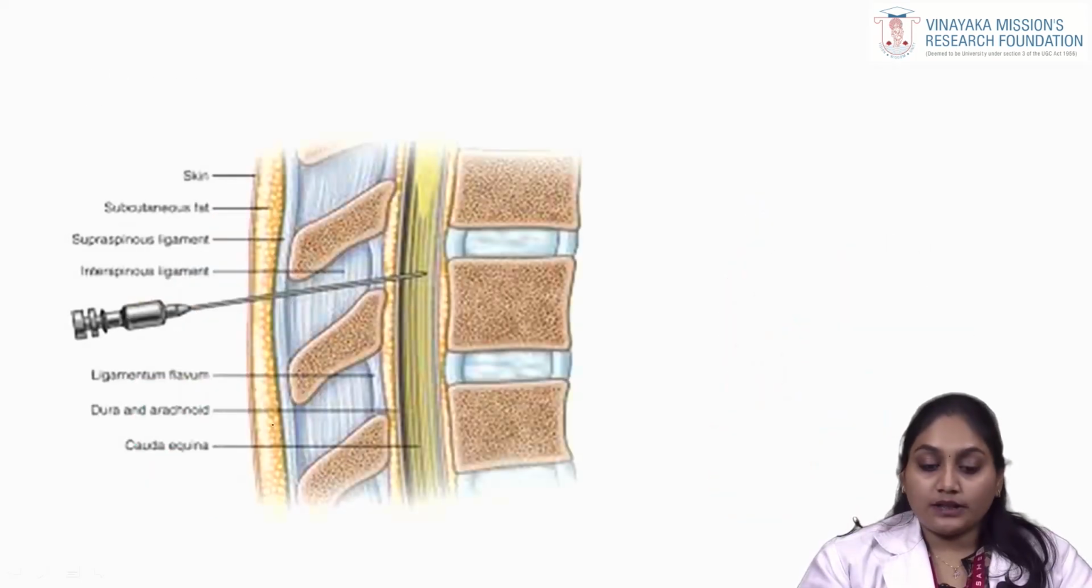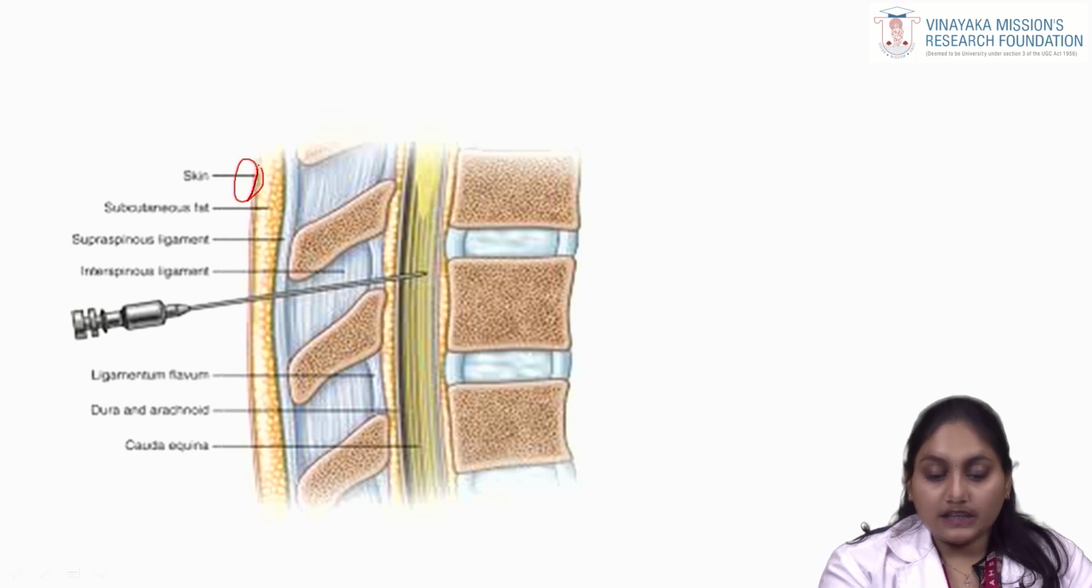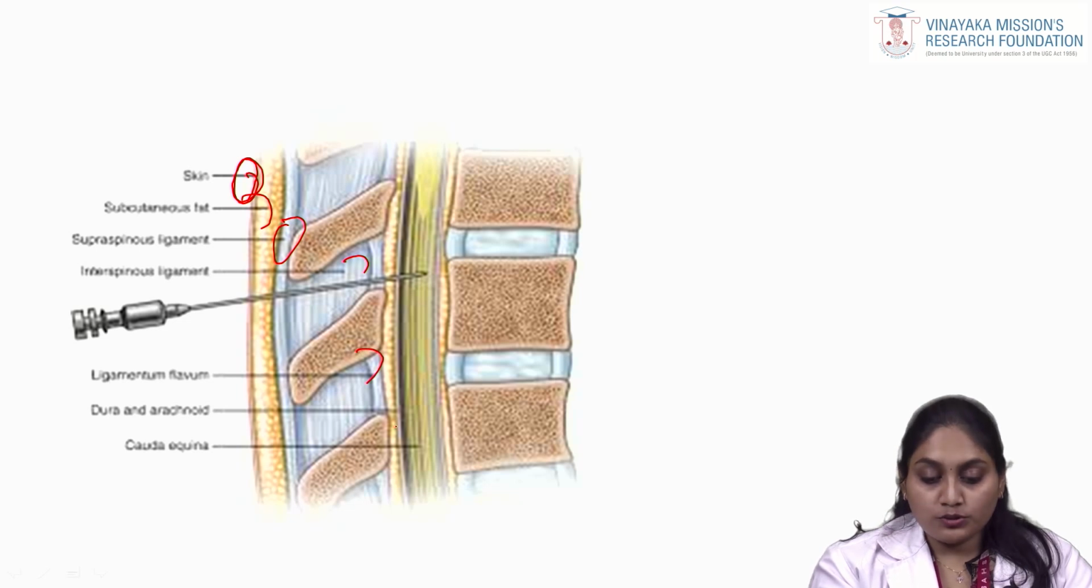Next we can look into the structures encountered during spinal anesthesia. That means which structures we need to encounter to insert the needle. Here we can see the skin, the outermost surface, then subcutaneous fat, supraspinous ligament, infraspinous ligament, ligamentum flavum, dura, arachnoid, and here it is the spinal space.